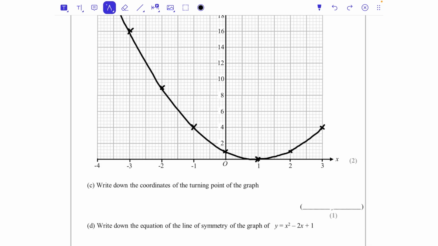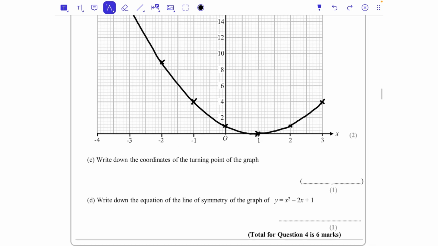It then says, write down the coordinates of the turning point of the graph. So a turning point for a quadratic is either going to be a minimum, which is where it turns up there. If we'd drawn it the other way up, it would be a maximum, but either way, it's just the coordinate where that quadratic graph is turning. So here is going to be our turning point, and the coordinates of that point is 1, 0.